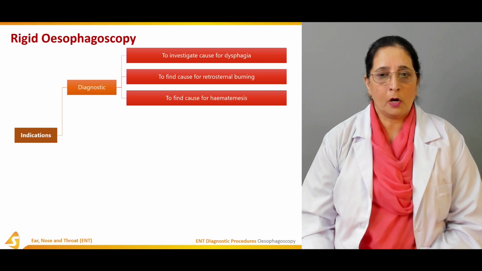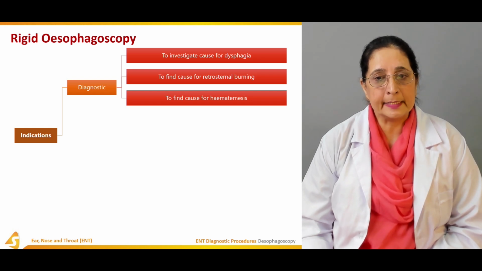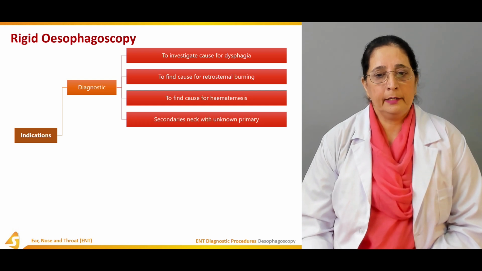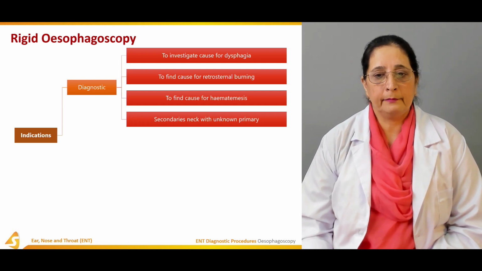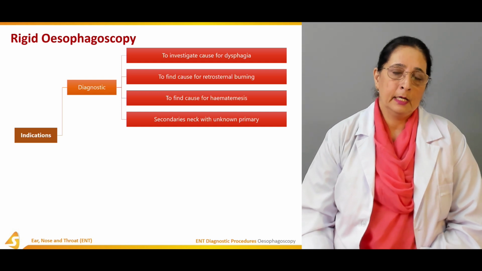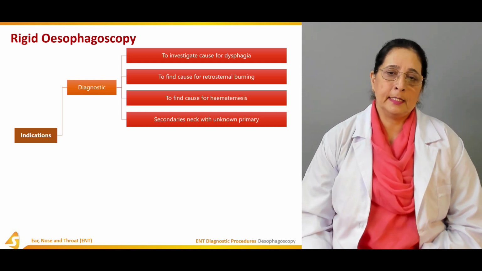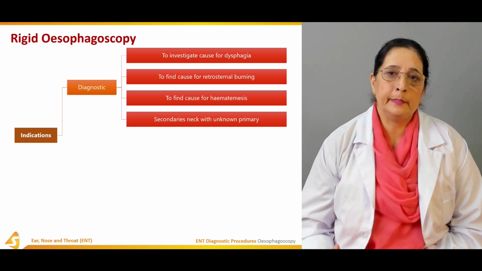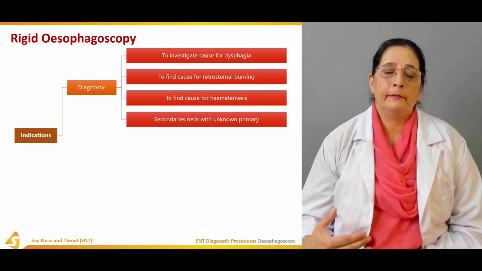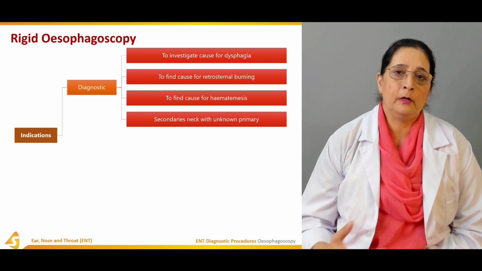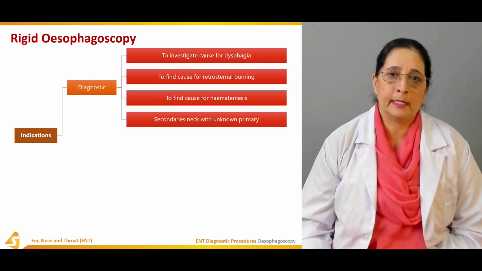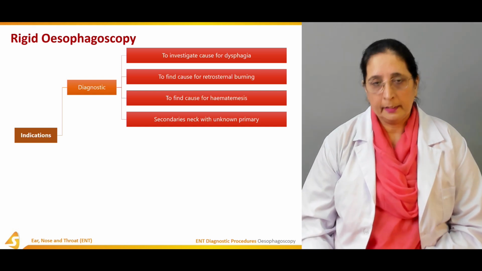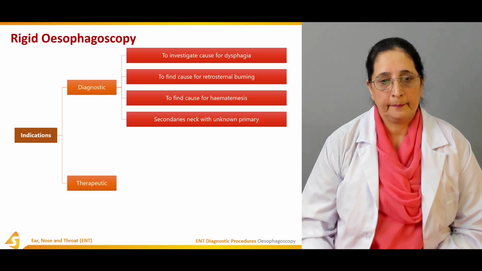To find the cause of hematemesis, and secondaries in the neck with unknown primary. If there is a secondary or malignancy present in the neck, which can be the spread of cancer from some other site with primaries in some other area, that needs to be diagnosed.